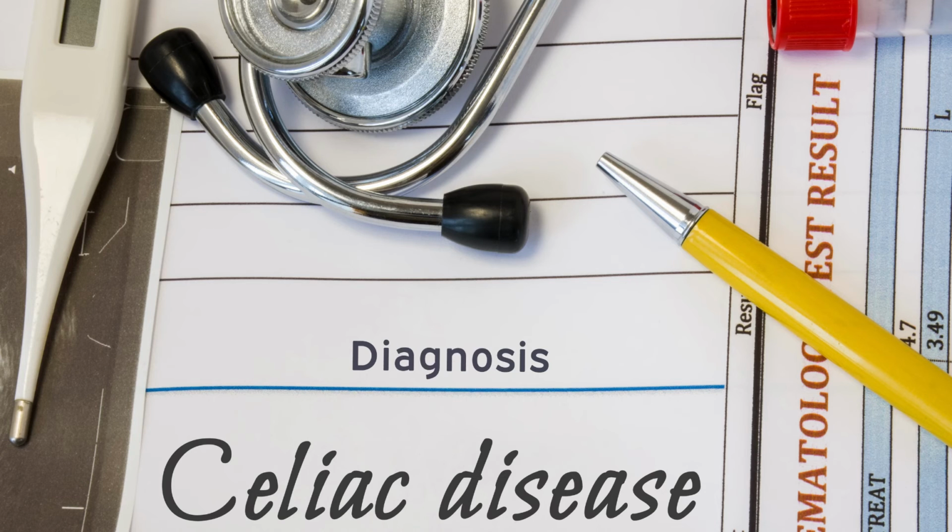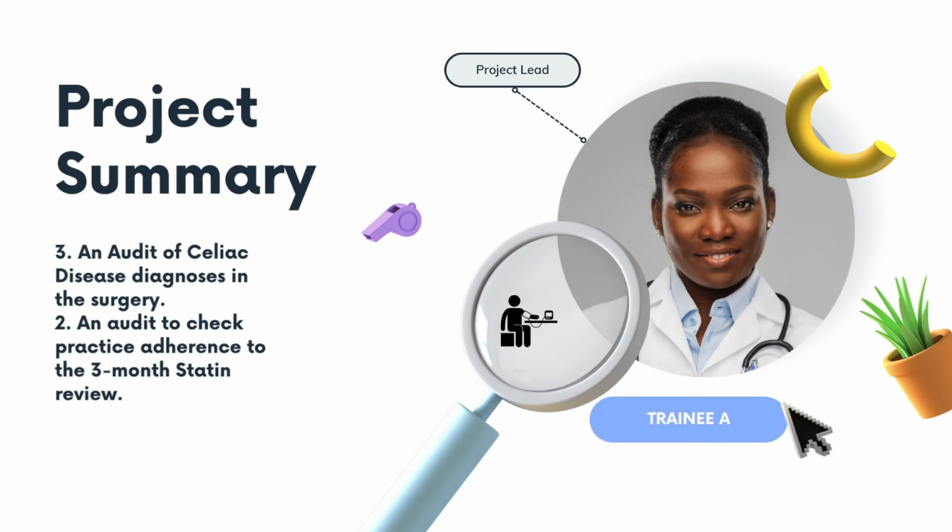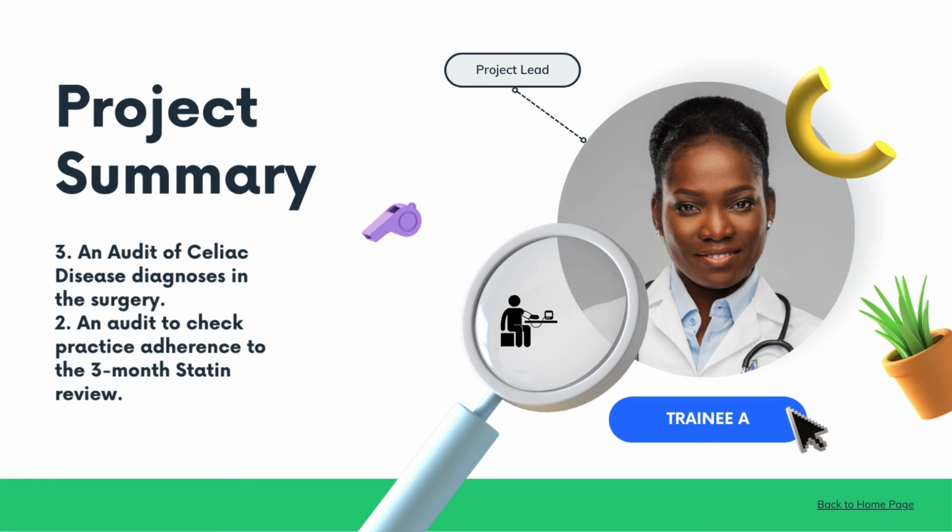An audit of celiac disease diagnoses in the surgery in the last 5 years, which explored whether people with a diagnosis of celiac disease received their diagnosis following a specialist referral. Finally, an audit to check practice adherence to the 3-month statin review recommended for patients on atorvastatin for primary prevention of cardiovascular disease.